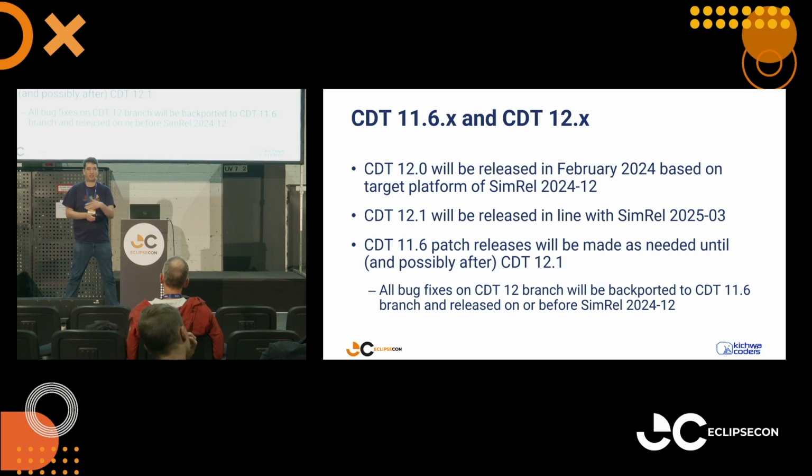So we have a bunch of fixes that have been going into CDT already onto the CDT 12 main branch, which are not breaking fixes, they're just bug fixes. So we're going to keep releasing CDT 11.x versions, at least until we get to CDT 12.1. So in fact, all the existing bug fixes that are on the main branch will be backported and released for 2024-12. There'll probably be a CDT 11.6.2, but the final version number is to be determined.